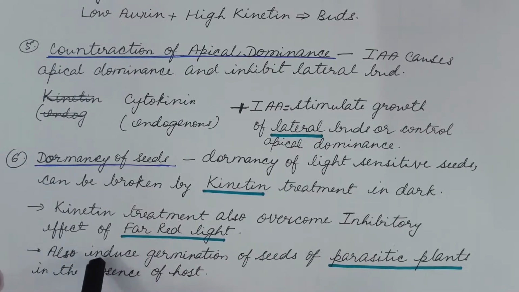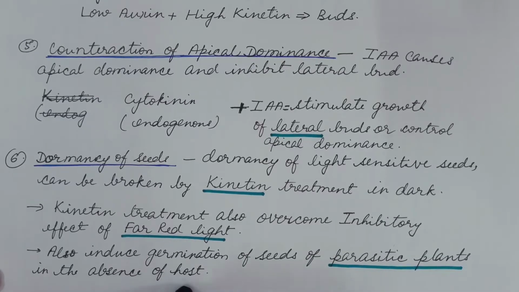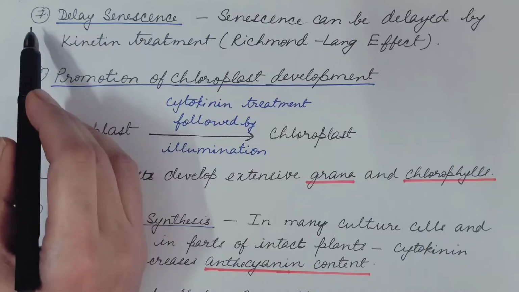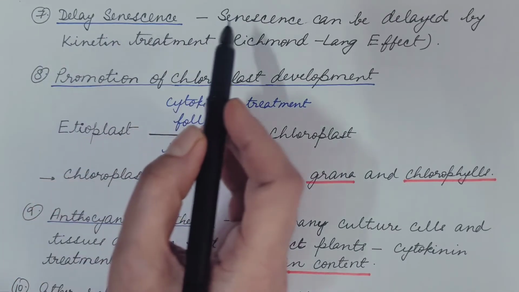Also, kinetin induces germination of seeds of parasitic plants in the absence of host. Parasitic plants require presence of host for the germination of seeds, but in the presence of kinetin, it overcomes the requirement of host for the germination. Seventh is delay senescence.